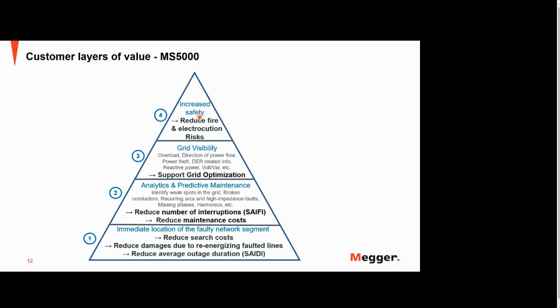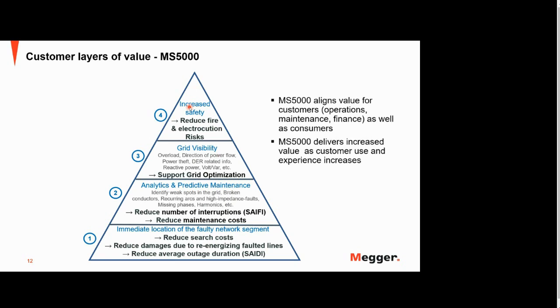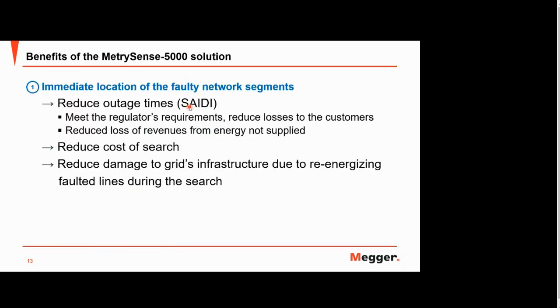So these are the layers of the values: immediate location of the faulty network segment, analytics and predictive maintenance, grid visibility, and increased safety. It's the same as what we have discussed. The first thing with the MS5000 really helps you to understand the immediate location of the faulty networks.